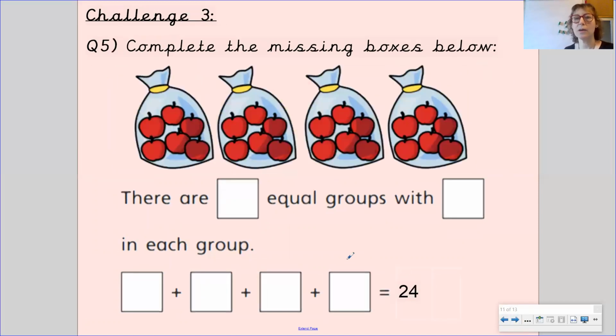Challenge 3, we've got more groups and more in each group. So how many equal groups? How many in each group? And can you do the repeated addition? And you've been given the answer. Lucky you.